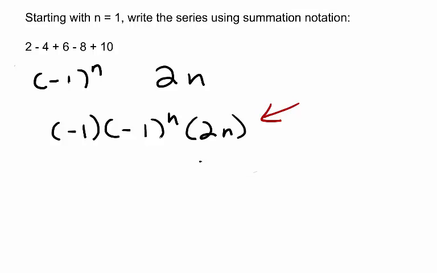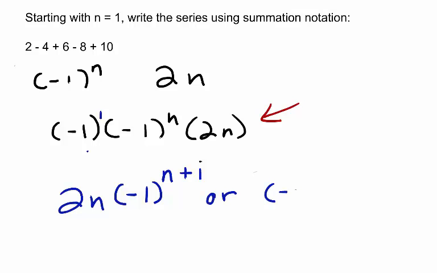Now what we'll do is clean this up just a little bit. I know that when I multiply like bases, I can add my exponents. So I have negative 1 to the first times negative 1 to the n. And I'd also consider whether or not I wanted to rearrange the order of my factors in this expression. So you might choose to write this as 2n times negative 1 to the n plus 1, coming from when we multiply our like bases and add our exponents. Or you could say negative 1 to the power of n plus 1 times 2n.